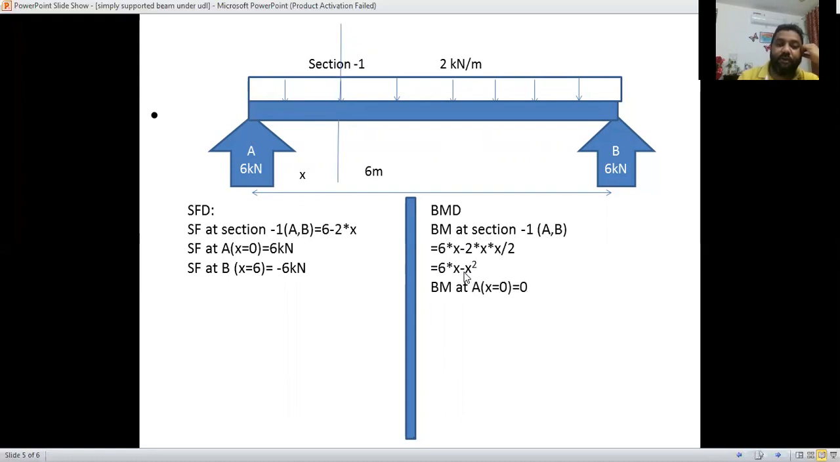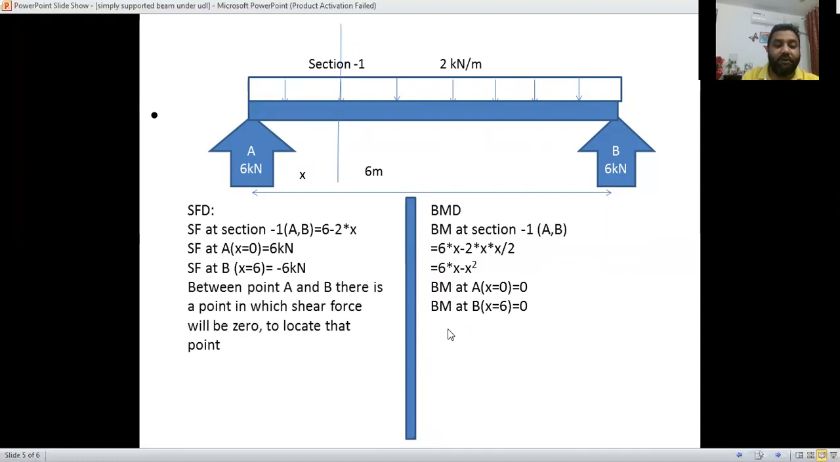So for the bending moment at the point A, we will put x is equal to 0. So I am getting the bending moment at the point A is 0. If I put x is equal to 6, I will get the bending moment at the point B is also equal to 0. So that is correct, because for a simply supported beam, at the support the bending moment must be equal to 0, and the shear force must be equal to the reaction value.